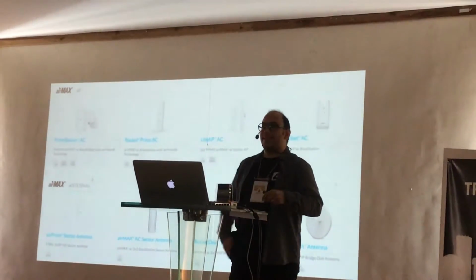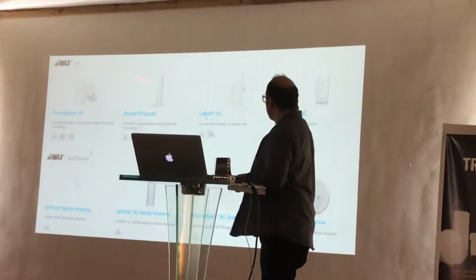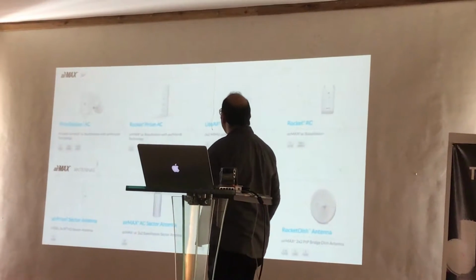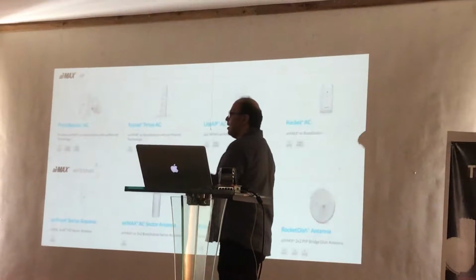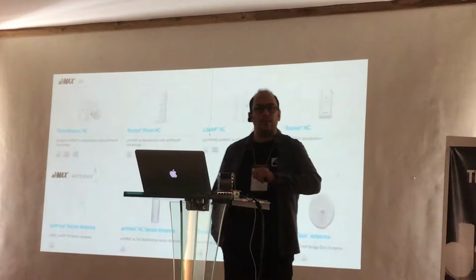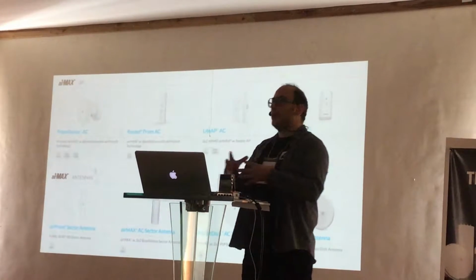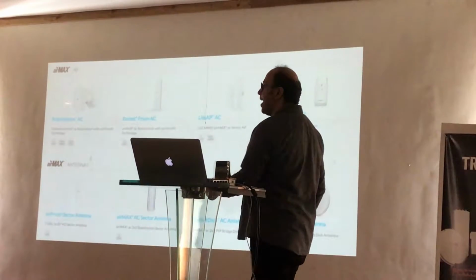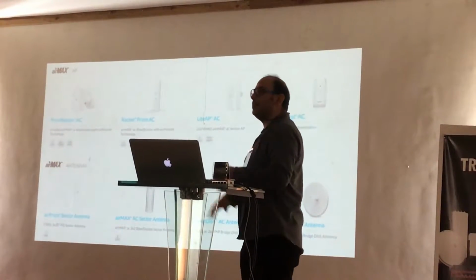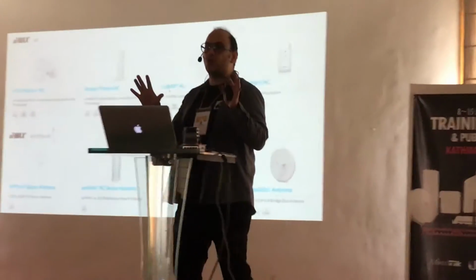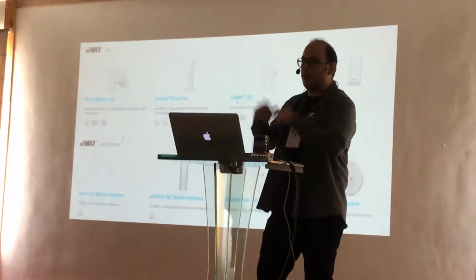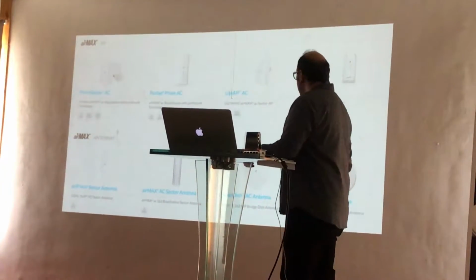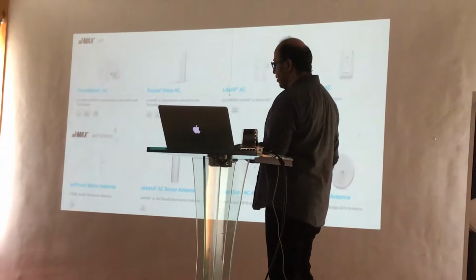Ubiquiti already has integrated solutions for access points. For example, LiteAP AC is the access point and the antenna, a completed, integrated solution. Or Prism Station AC is the access point, ready-made, and it's just available to use. It has antenna, it has radio, it has everything. So these are access point ranges.